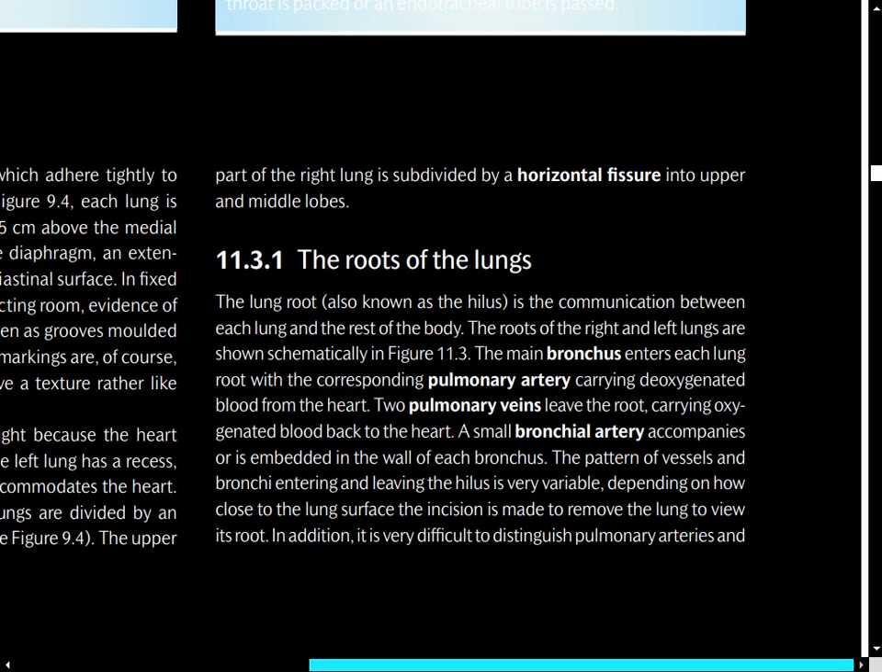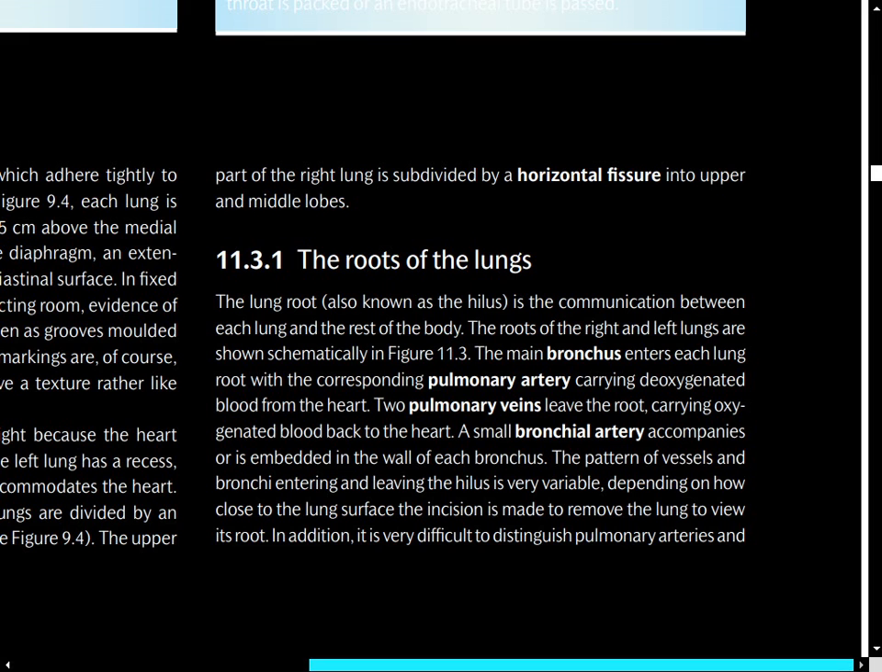The main bronchus enters each lung root with a corresponding pulmonary artery carrying the deoxygenated blood from the heart. Two pulmonary veins leave the root carrying oxygenated blood back to the heart. A small bronchial artery accompanies or is embedded in the wall of each bronchus.